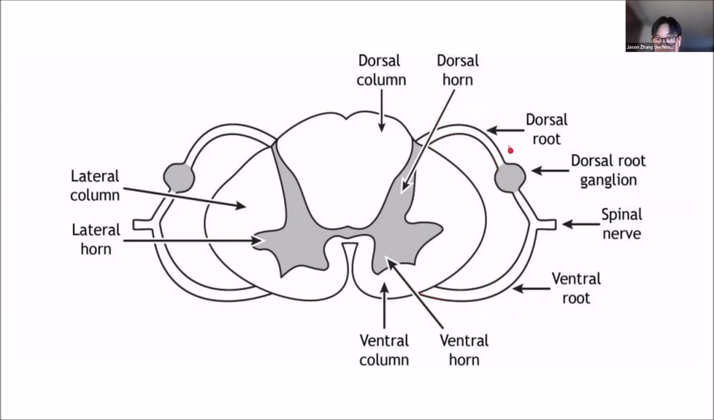And the dorsal roots will be afferent fibers. So they'll be sensing, maybe there's a nerve ending in your foot. It'll send something up the spinal cord. It'll synapse with the dorsal root ganglion, and then it'll go into the dorsal root and dorsal horn. And then the ventral horn is an efferent fiber, so it'll send out motor fibers to your muscles.